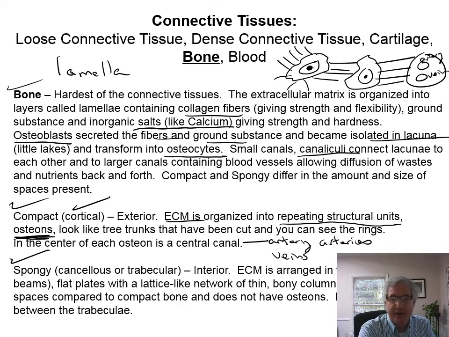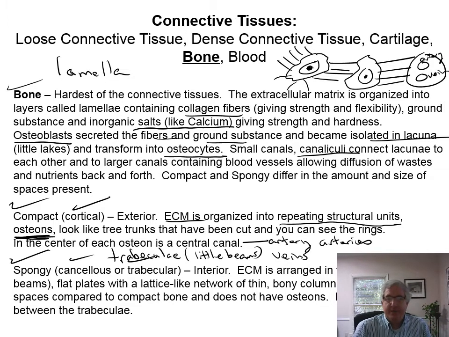Spongy bone, also called cancellous or trabecular bone, is on the interior of a bone. The extracellular matrix is arranged in what are called trabeculae, which means little beams. These are flat plates. It makes a lattice-like network, and when you cut through it, it looks sort of like a sponge. So you have these thin, bony columns.